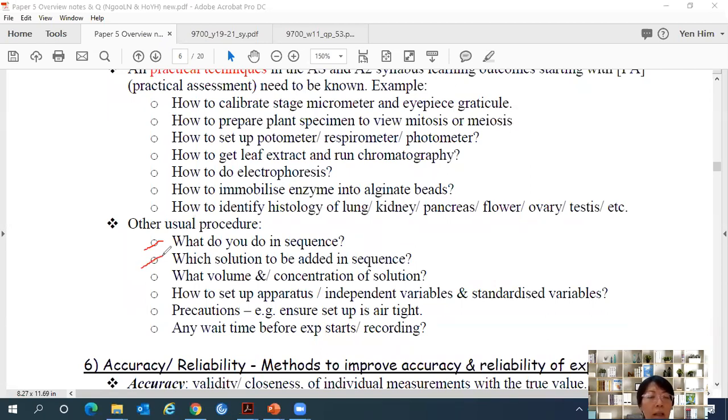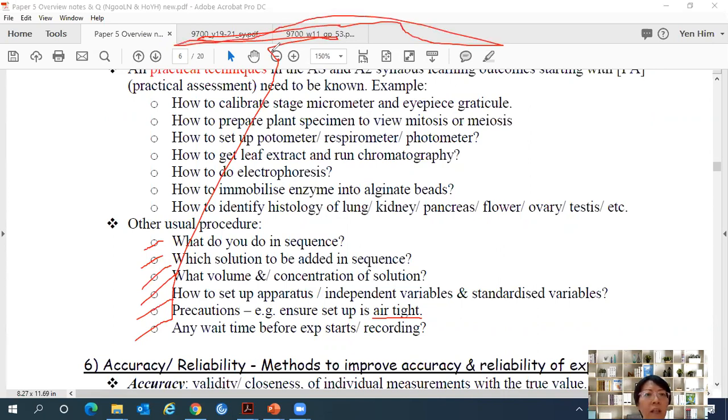Okay, which solution to add in sequence, how much volume you need to add, how to set up the apparatus, how to set up your independent variable, how to set up your standardized variables, what the precautions are, like, do you need to ensure that it's airtight? Do you know how to check that it's airtight? Okay, any wait time before the experiment starts, okay? Time for temperature to equilibrate, time for pressure to equilibrate. Okay, these two are very, very important, or else you'll be doing it at a different temperature, thinking that it's the temperature that you test. Okay, so all these are the important procedures.